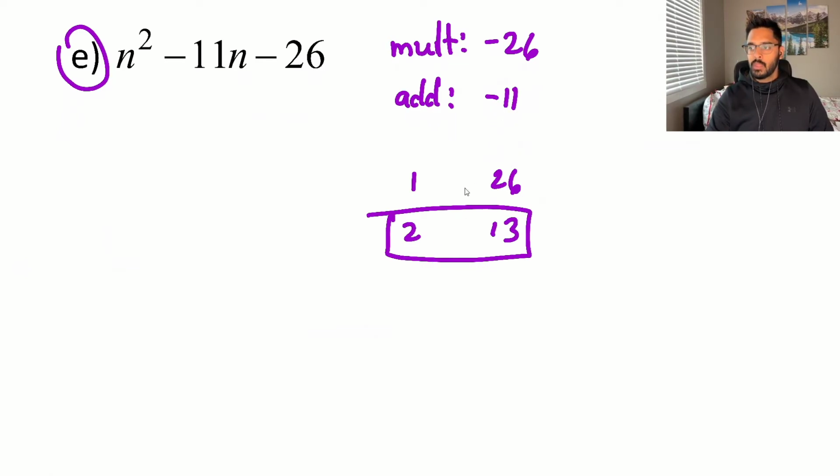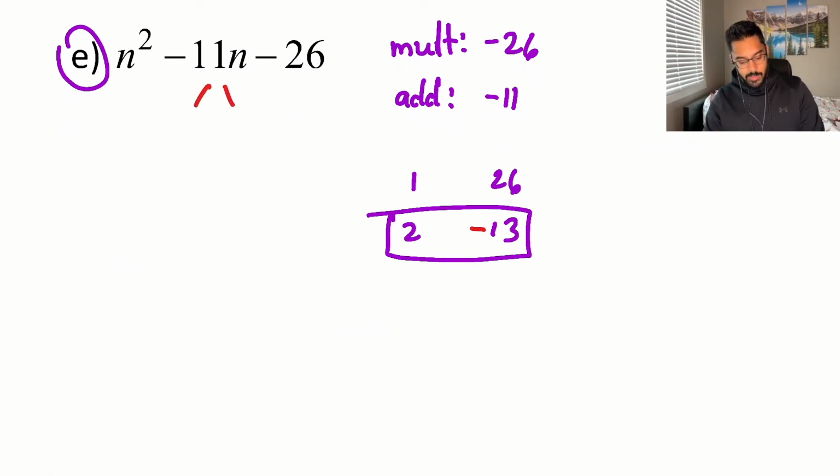So now I have to make sure that my signs are right. I need to be negative 26, but when I combine them, I have to add to a negative number. That means I want the bigger number to be the negative one. So I really want this to be a negative 13 and a positive 2. When you add them, you get negative 11. Your integer rules tell you that. Same thing when you multiply, you get negative 26. Again, straight from your integer rules. So we can use those 2 numbers to help.